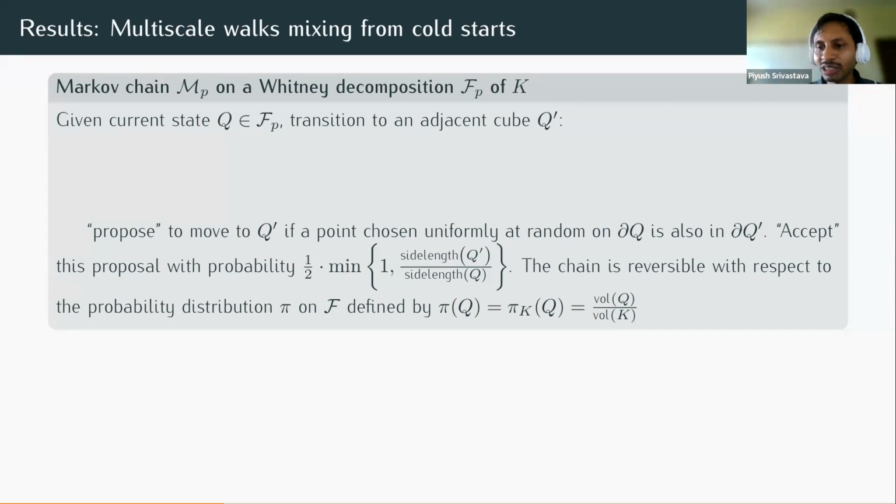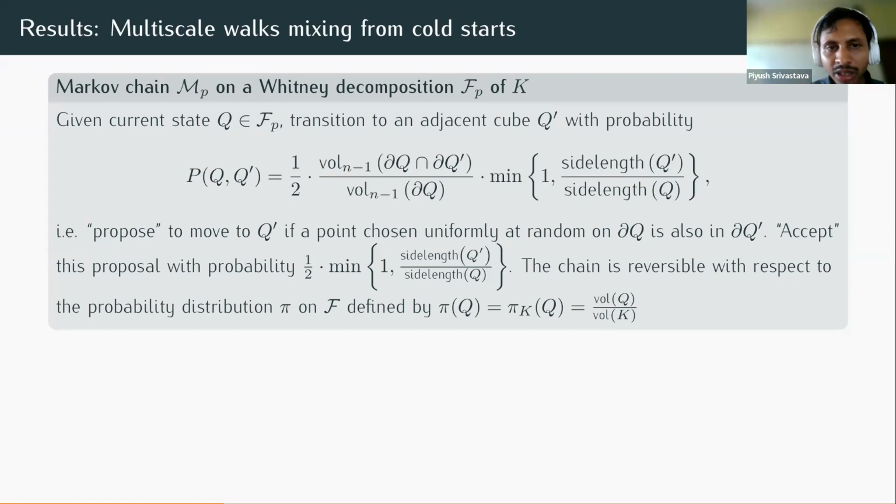So either the side length is equal, or 1/2, or twice, because they're all within a factor of 2 and they're dyadic cubes. So the transition probabilities are not hard to write. In this case, this is a Markov chain with discrete states, and this is a transition probability. So this factor goes here, and then there is a factor.